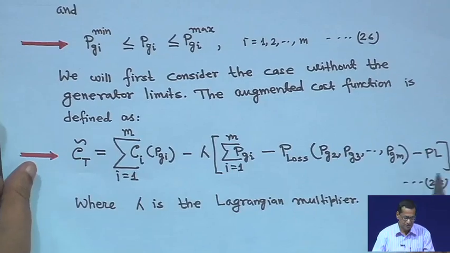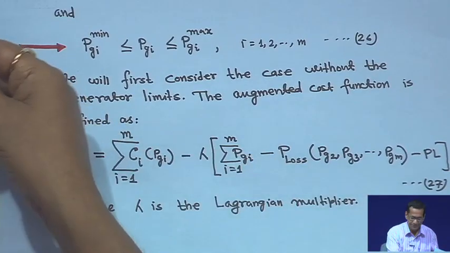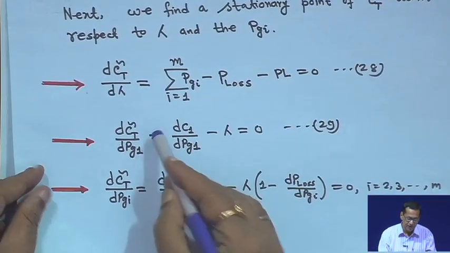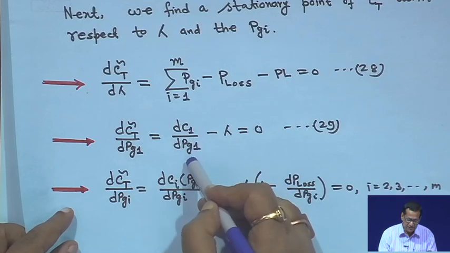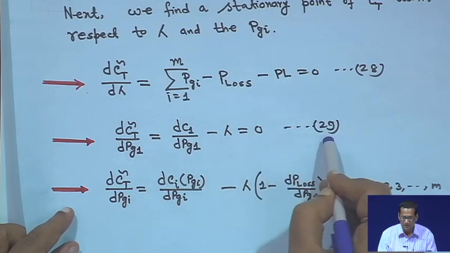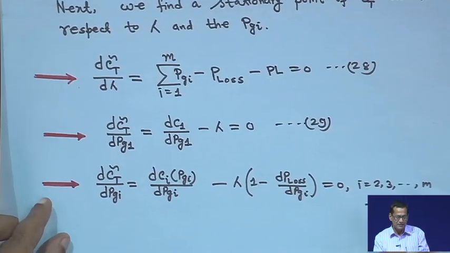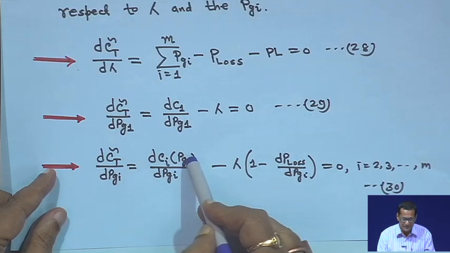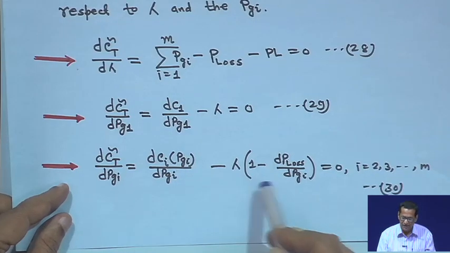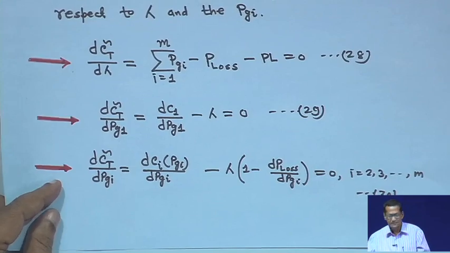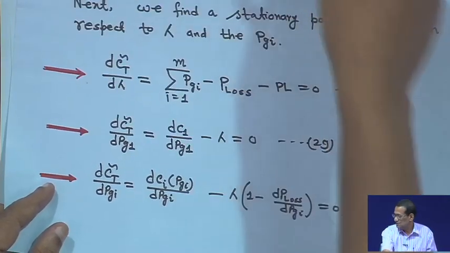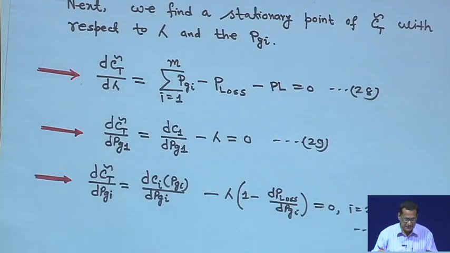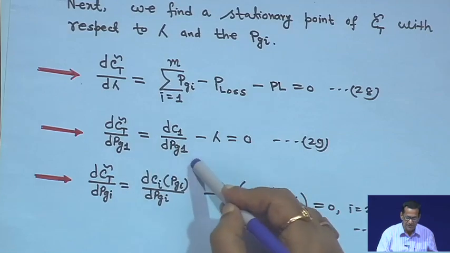That is why this equation, when we take the derivative with respect to Pg1, dC tilde upon dPg1 is equal to dC1 dPg1 minus lambda is equal to 0. This is equation 29. Now, another thing is that dC tilde dPgi is equal to dCi upon dPgi minus lambda when i is equal to 2, 3, m. Just now I explained that for dC tilde dPg1 it is dC1 dPg1 minus lambda.